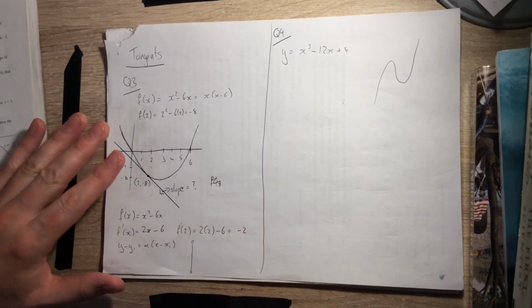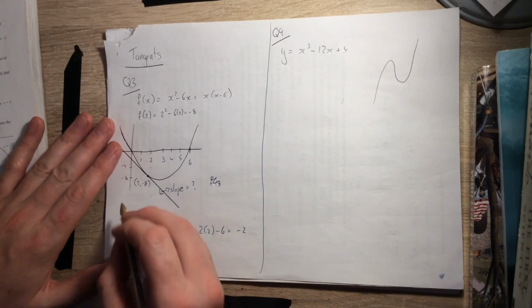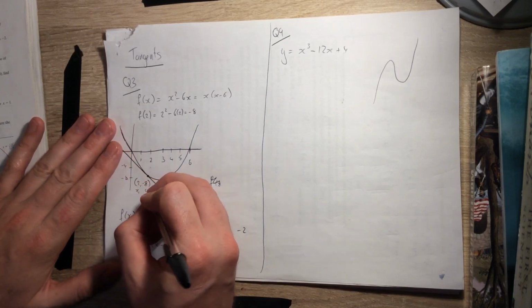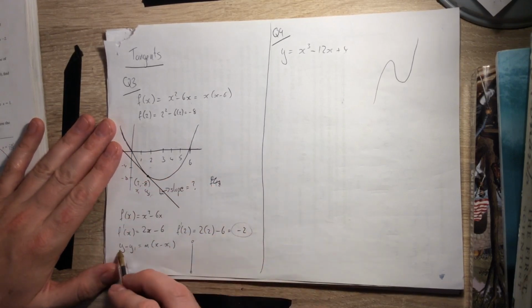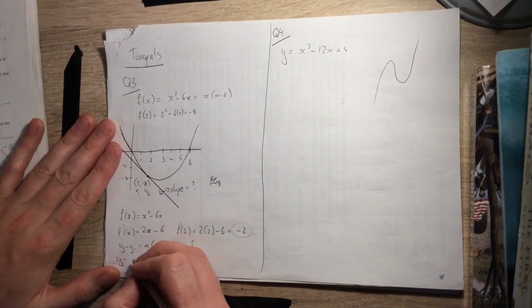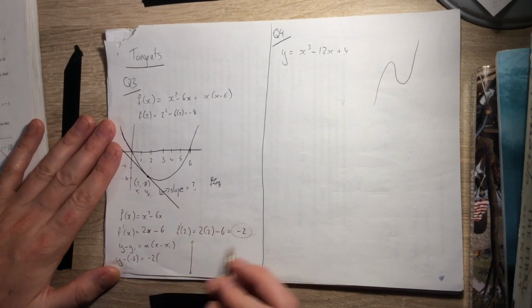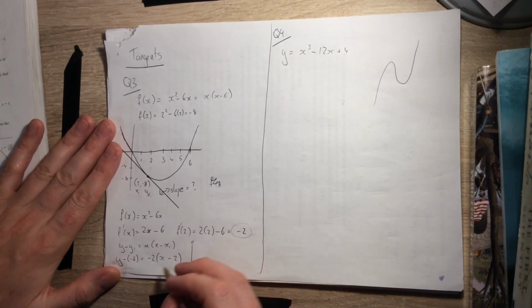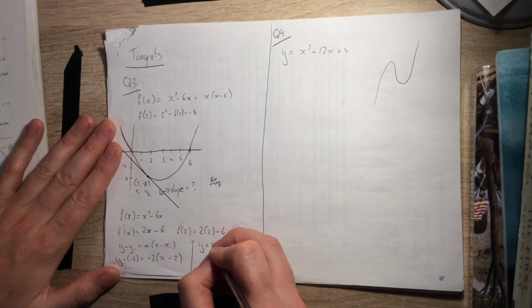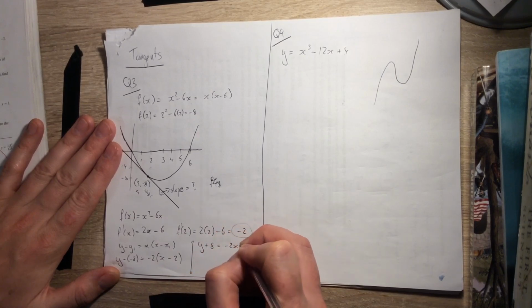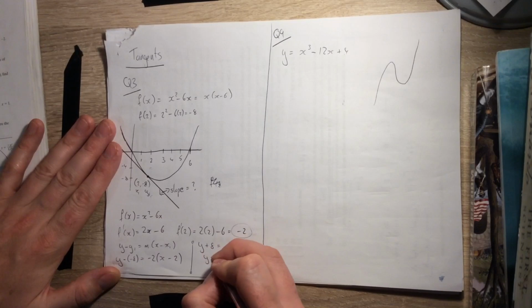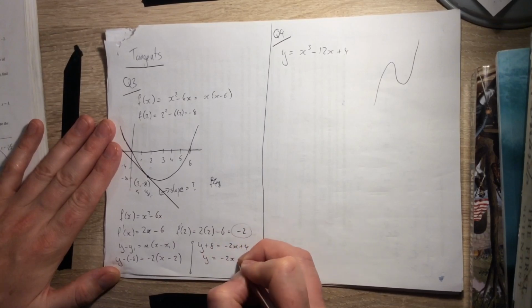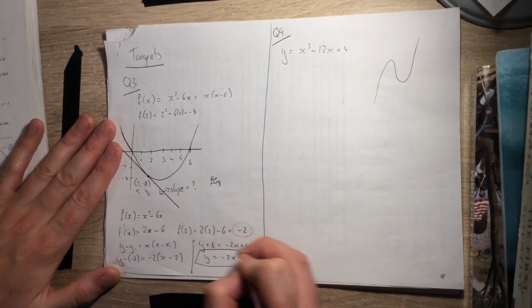Now, they've asked you for the equation of the line. So you'll say, well, that's x1 and that's y1, and the slope is minus 2. So y minus y1 is m times x minus x1. That'll give us y plus 8 is minus 2x plus 4, or y is minus 2x minus 4.